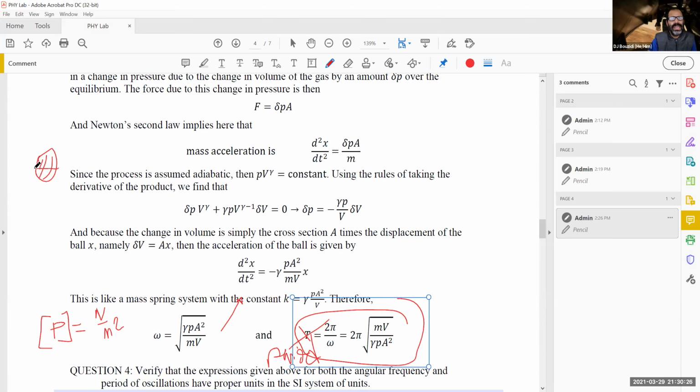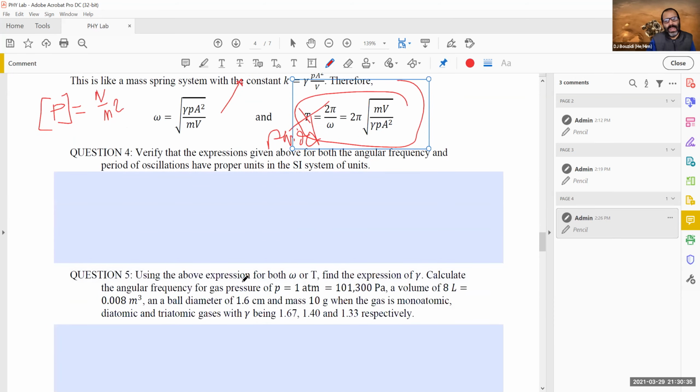We're just looking at this cross-section that's going up and down, the area, okay? That is where the force is exerted on that cross-section area. So it's going to be pi r squared. And r in this case is 1.6 divided by 2. It's 0.8 centimeters. So don't forget to multiply it by 10 to the negative 2 to convert into meters. The mass is 10 gram or 0.01 kilogram.